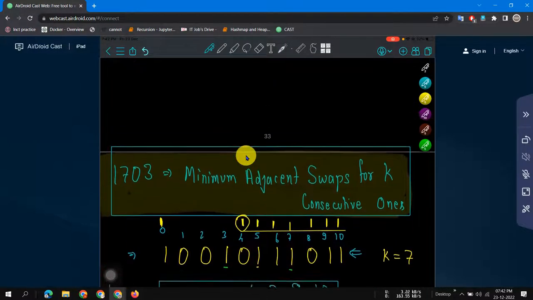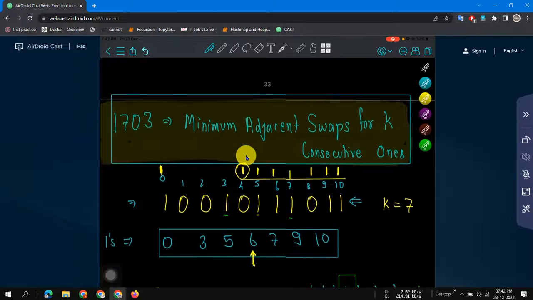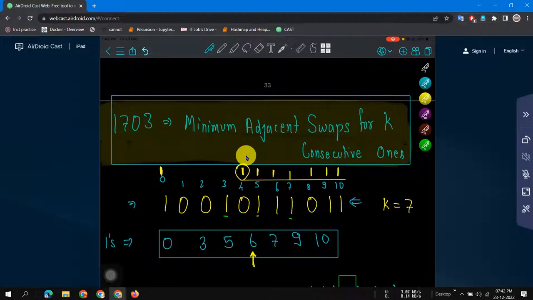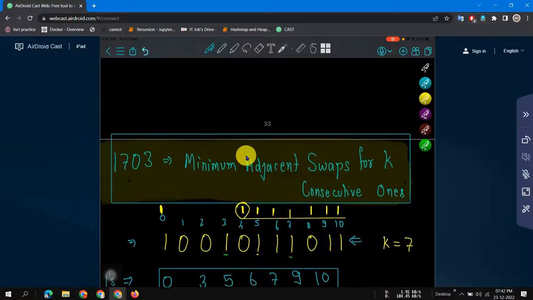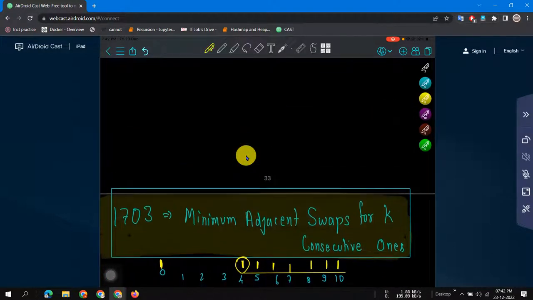So in this question, what I can do is count the jumps I took to collect all the ones at a particular index, and then from that index I will spread them. Just understand what I mean.